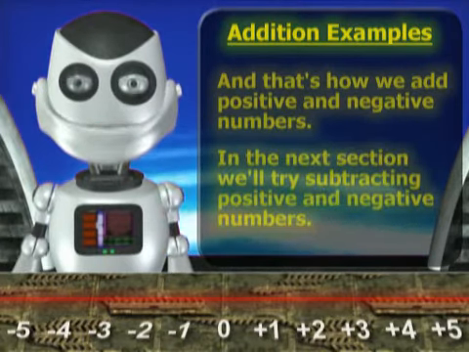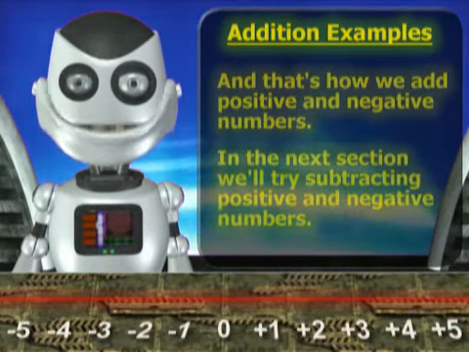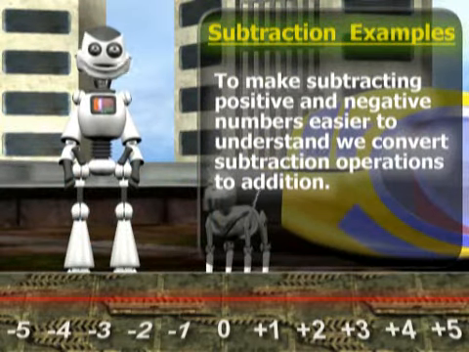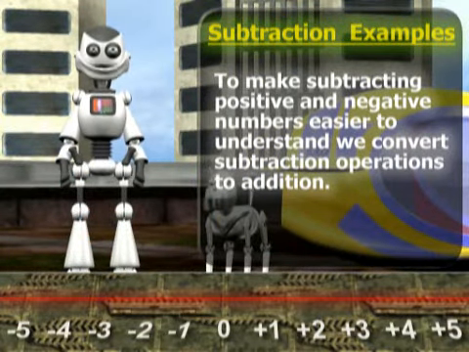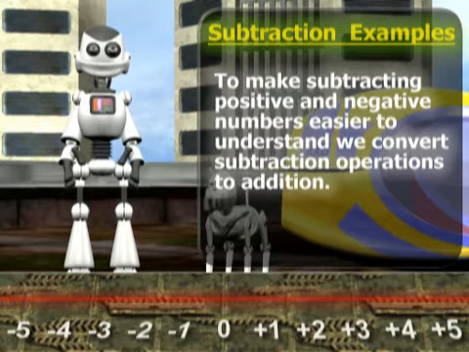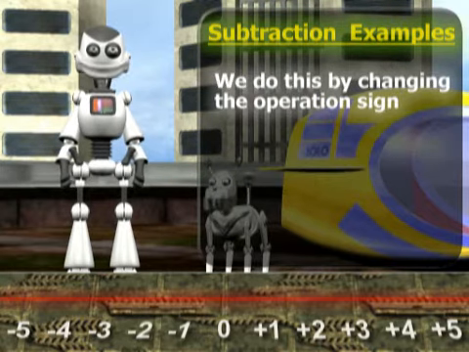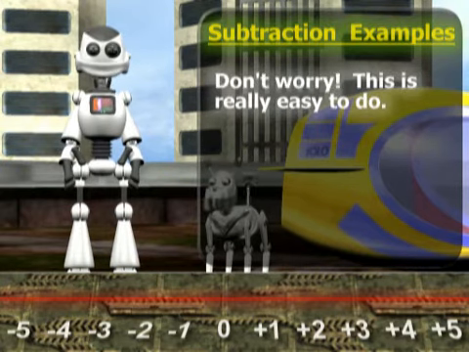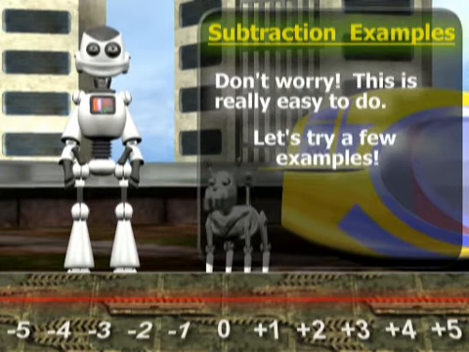In the next section, we'll try subtracting positive and negative numbers. To make subtracting positive and negative numbers easier to understand, we convert subtraction operations to addition. We do this by changing the operation sign and the sign of the second number. Don't worry, it's really easy to do. Let's try a few examples.